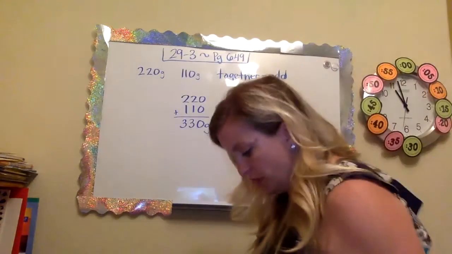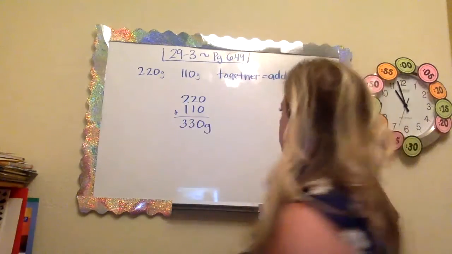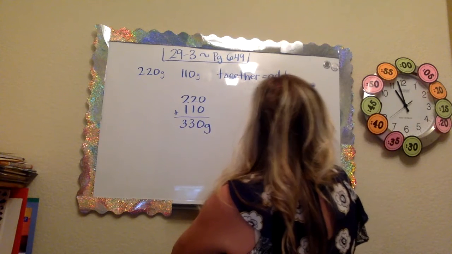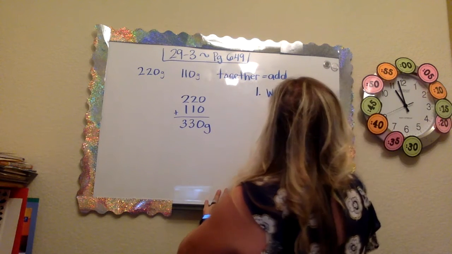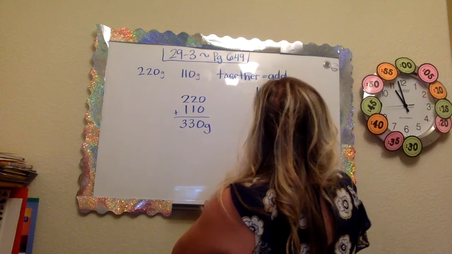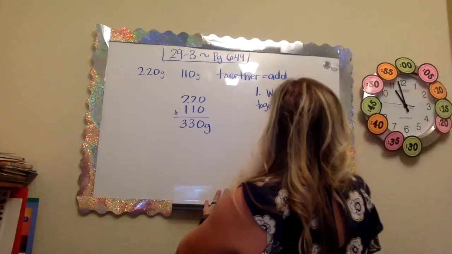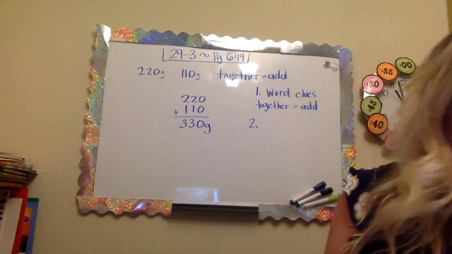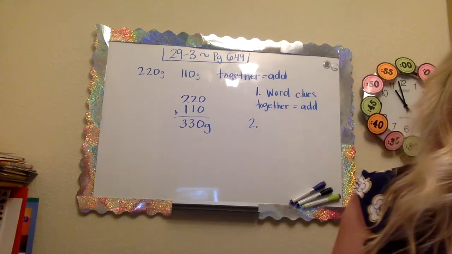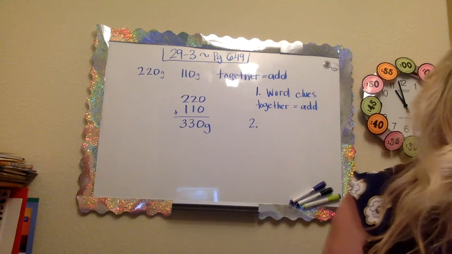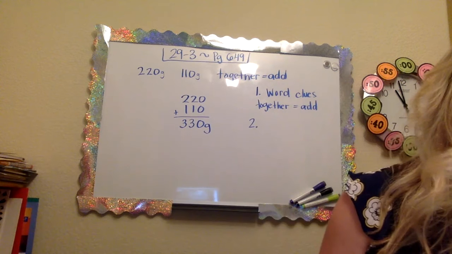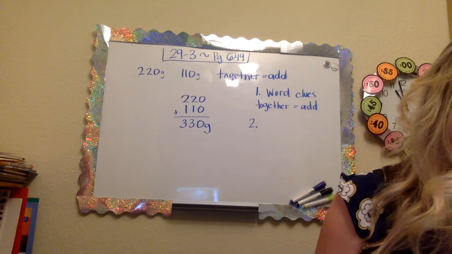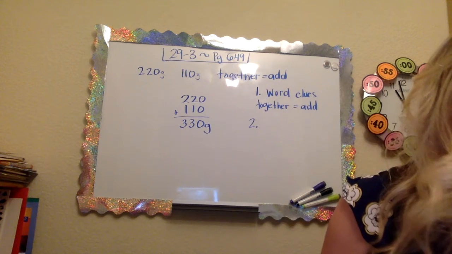Well, I walked you through that. How you decide is you look for word clues. So number 1 would be word clues: together equals add. Number 2, look at the balance scale and picture it that shows the orange and apple together. What does the picture show that could help you solve the problem?